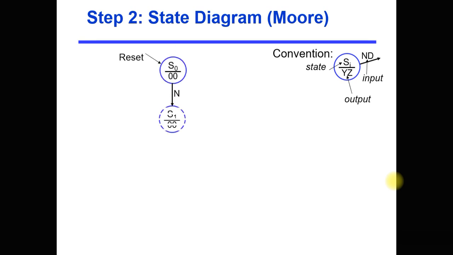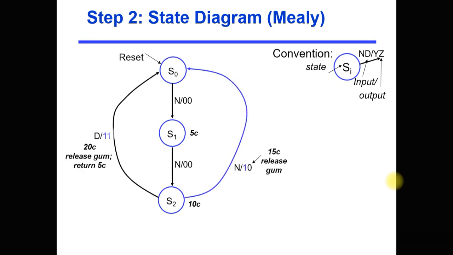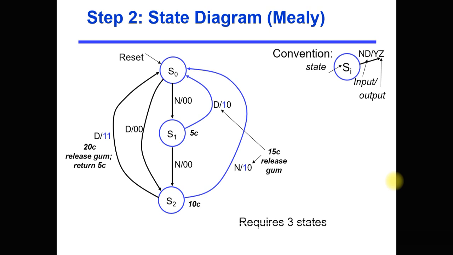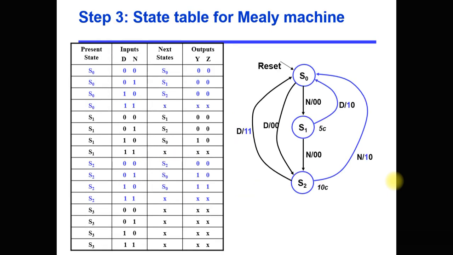So these are the conventions that we will implement for the state diagram. As you can see, this is the state diagram for the Mealy machine, in which we will explain each and every operation. State 0 represents 00, state 1 represents 01, and state 2 represents 10, and state 3 won't exist because we cannot insert both coins at a single time. So this is the state table that we will implement.